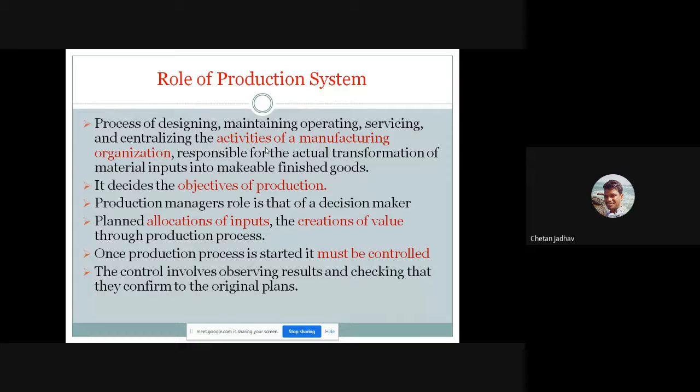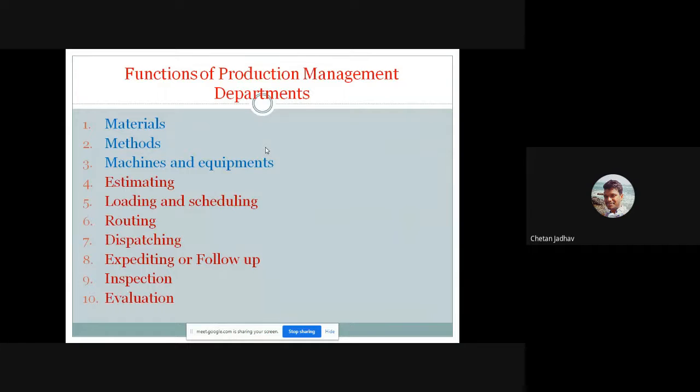Then control involves observing results and checking that they conform to the original plans. Controlling is also a very important thing during production. We should be able to check or observe the results at each and every particular point. In the same way, we have to confirm they are following only the original plans given by the top level manager. The manager should confirm that. So these are some roles of production.